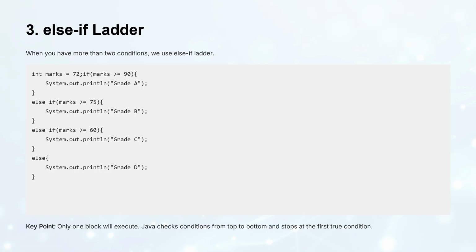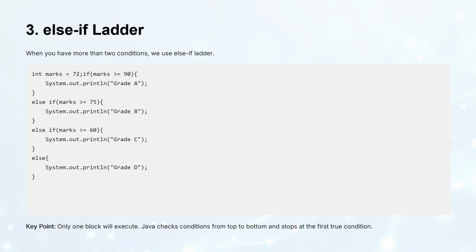It's just like choosing clothes. First you check your favorite outfit. If not available, then go to the second option. If not available, then go to the next option. In this way, the if else if ladder works. The key point to take is that only one block will be executed. Java checks conditions from top to bottom. As I said, the first one will be checked first, then the second, and it will stop at the first true condition. This is how we control the program flow depending on the condition.